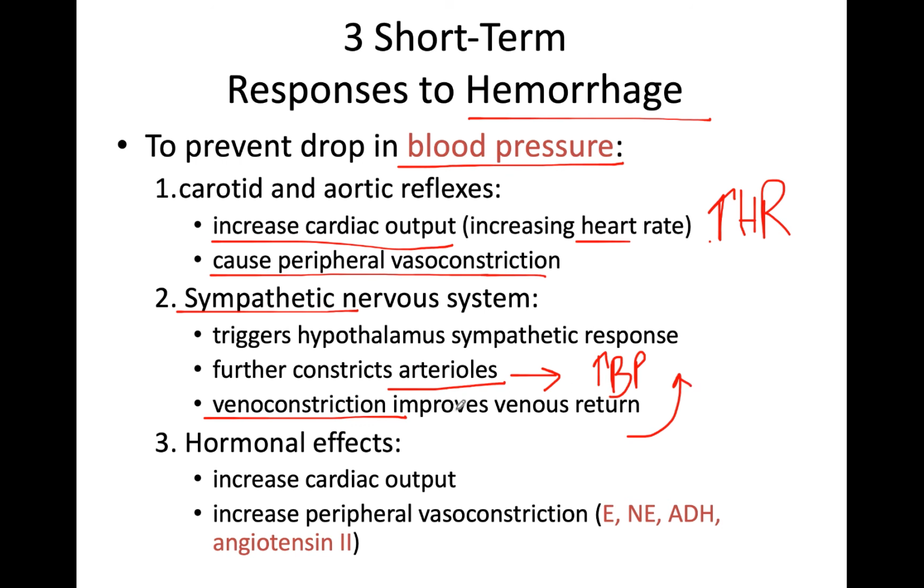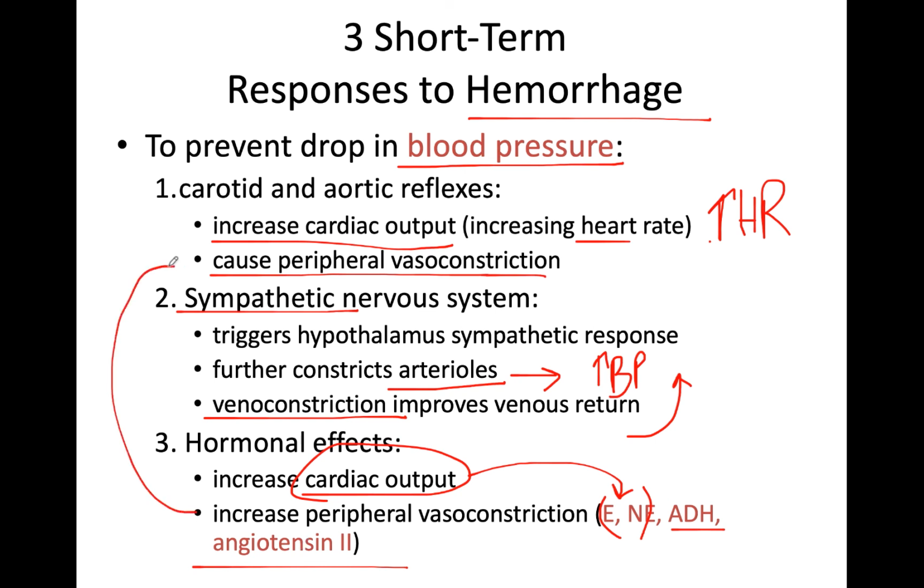And the last thing is the hormonal effects. There are certain hormones that can trigger and increase cardiac output, like these guys here, epinephrine and norepinephrine. You also have ADH, which is antidiuretic hormone, and angiotensin II. All of these guys are going to increase cardiac output and they're going to cause peripheral vasoconstriction. So you see that vasoconstriction is happening from both the hormonal effects and the carotid and aortic reflexes. These are 3 short-term responses to hemorrhaging.